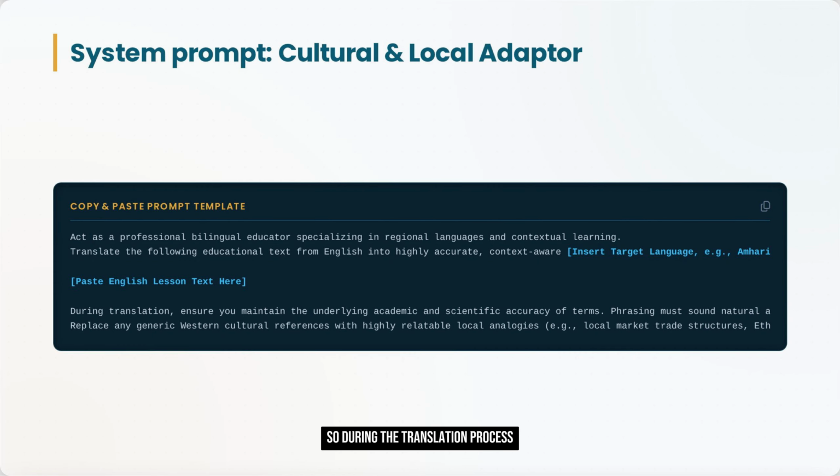During the translation process, ensure that you maintain the exact underlying scientific or historical accuracy of the academic terms. Don't perform a literal word-for-word translation. Instead, ensure that the phrasing sounds natural and clear and is perfectly accessible to high school students learning in this language.